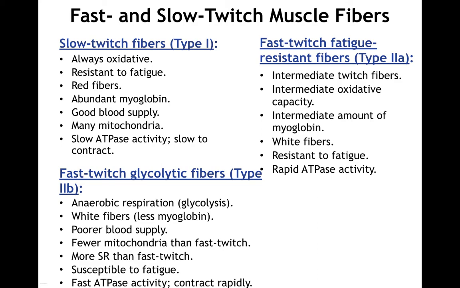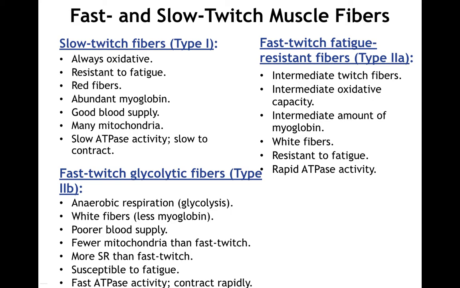There are also fast twitch fatigue resistant fibers, which are intermediate twitch fibers, intermediate oxidative capacity, intermediate amount of myoglobin. They appear as white fibers. They are resistant to fatigue, and they have rapid ATPase activity.